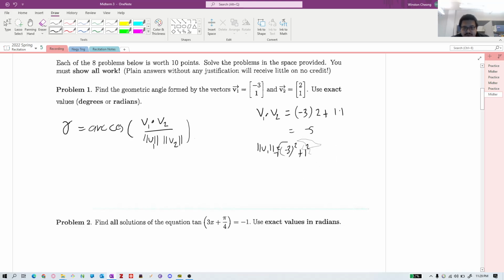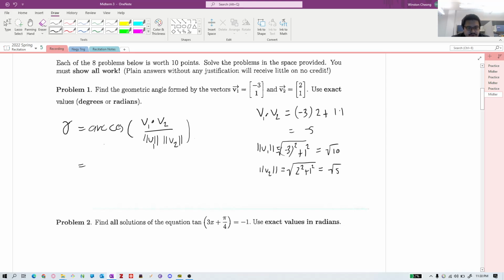Oh, weird. Let's undo that. Okay, so we take a square root after that. And so this is going to be the square root of 10. And now let's look at v2. For v2, 2 squared plus 1 squared, all in a square root. We get 4 plus 1, 5. We get root 5.